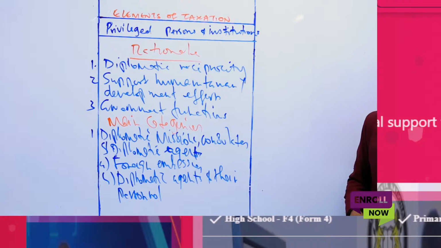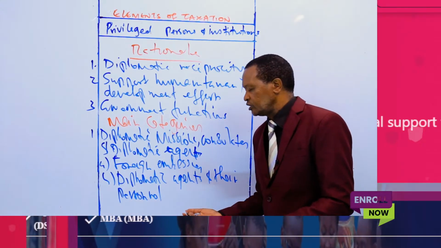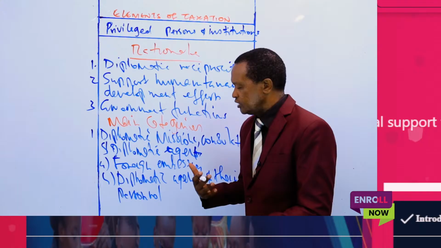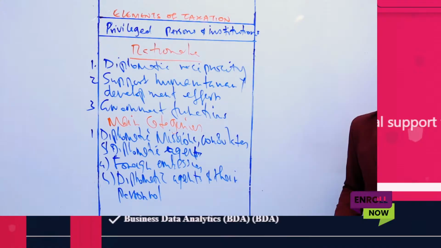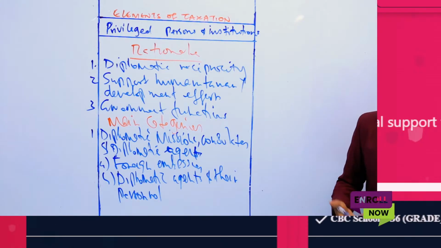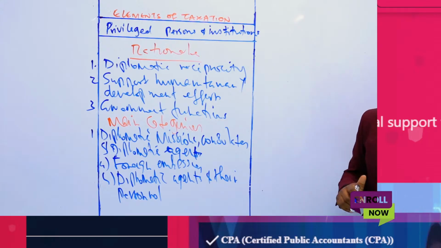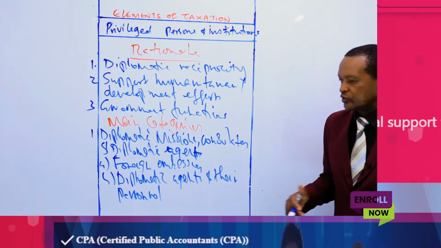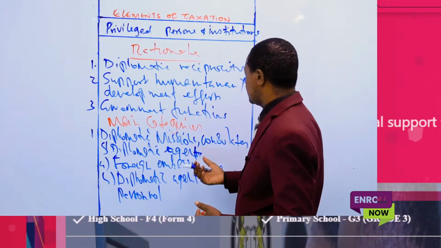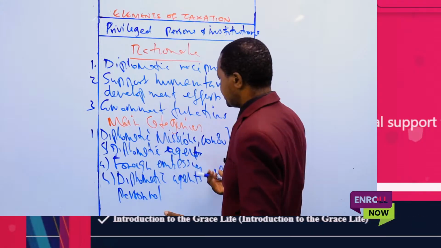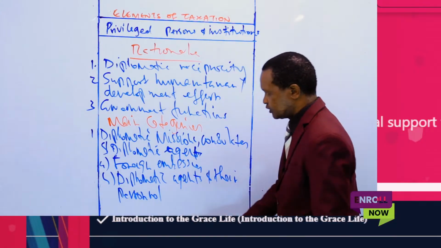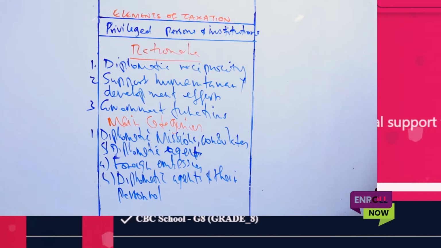But of course, we have exclusions, which include hotel accommodation, restaurant, and even entertainment services that are generally not zero rated for such entities unless specifically provided for in law. So that is diplomatic missions, consulates, and diplomatic agents and their personnel. That's the first category of privileged persons and institutions.